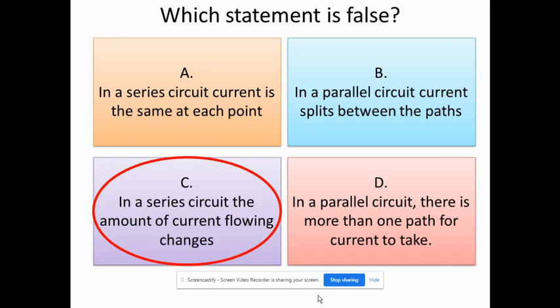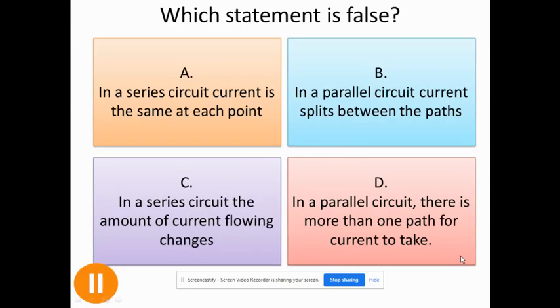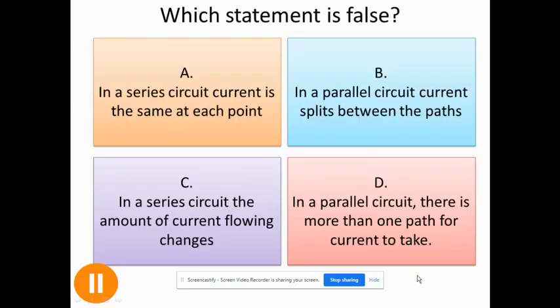Statement B, in a parallel circuit, current splits between the paths. If we look back at this slide here, you can see if the current is flowing here, then half is going to go down this route, half is going to go down this route. So statement B is true. And then statement D, in a parallel circuit, there is more than one path for the current to take. Because the current splits, that tells you that there's more than one path for it to take. Looking back at this slide, it can either take this path or this path. There's two different options.